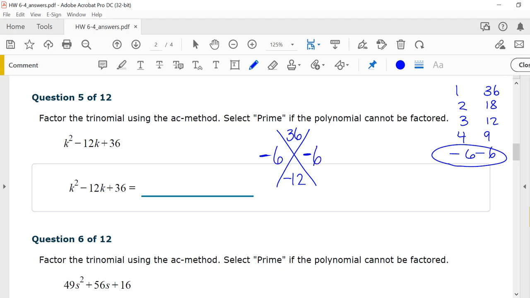Okay, I told you that this was an easy one because if this is a 1, I can write down my factors straight from my big X. k minus 6 times k minus 6. You're finished.